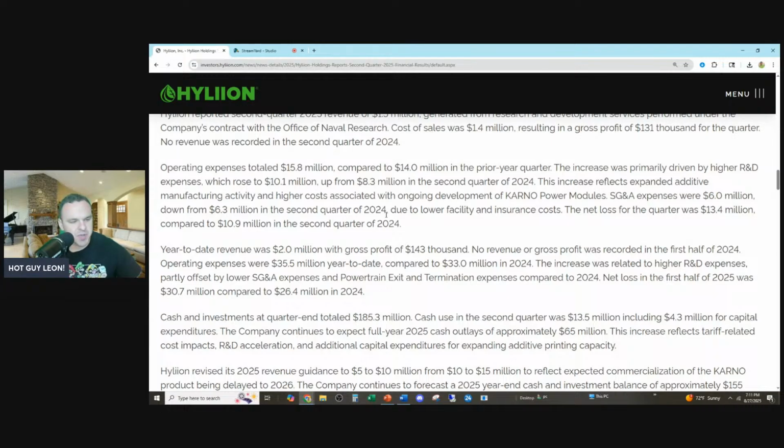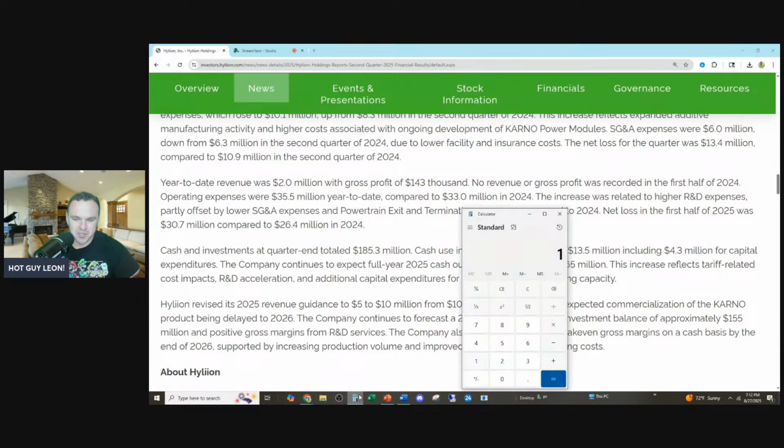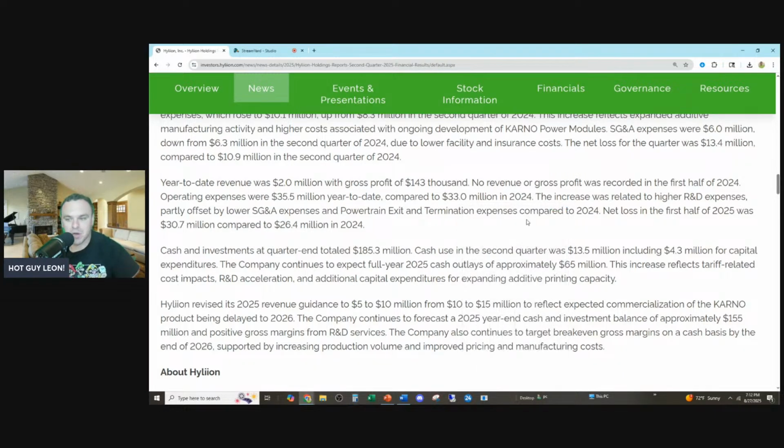SG&A expenses were $6 million. Net loss was $13.4 million. Year-to-date revenue was $2 million with a gross profit of $143,000. So their gross profit margin is what? 7%. Mind-blowing.